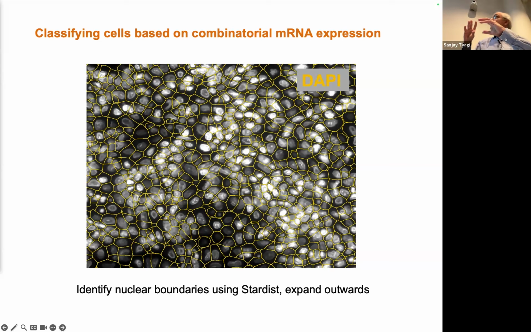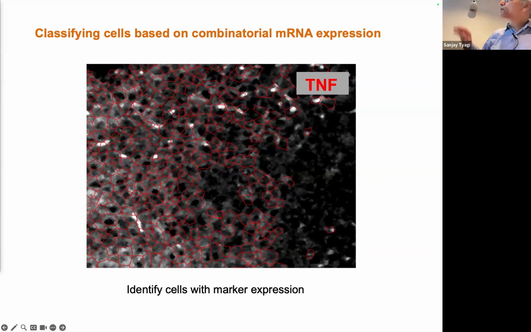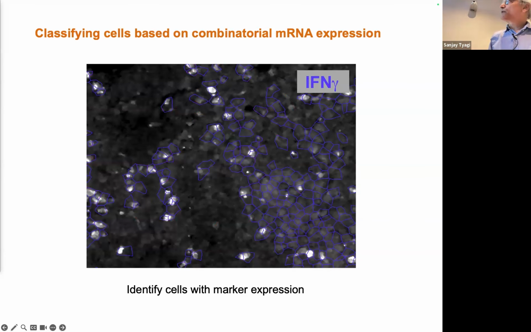And with that, you can define the exact location of cells in this complex tissue. And then you can ask, within that boundary, how much of other markers are expressed, and you can classify those cells. So in the same image, I'm plotting only those cells that were expressing IBA1 above a certain threshold. And in the next image, only those cells that express TNF and then interferon gamma. So for each cell, you can define whether it expresses interferon gamma or IBA1 or what combination of them.